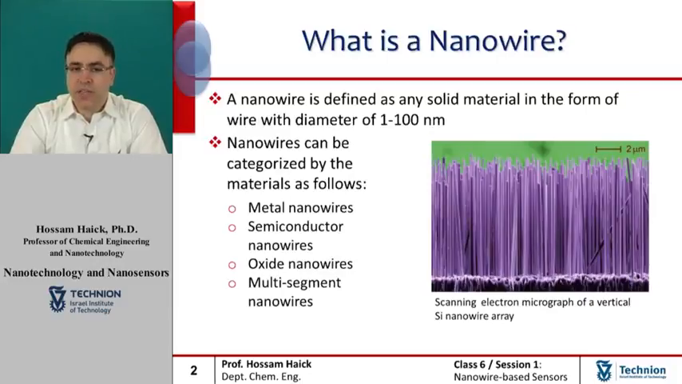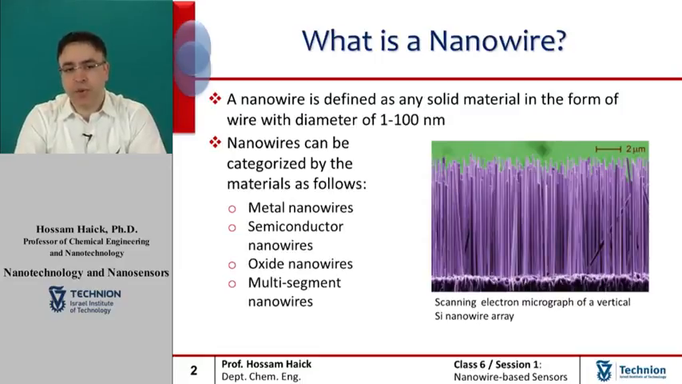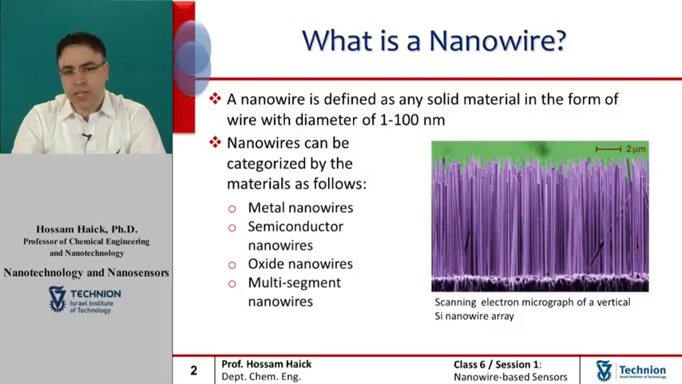A nanowire is defined as any solid material in the form of wire with a diameter of 1 to 100 nanometers. An important property of the nanowire is the aspect ratio, namely, the length divided by the diameter. Typical nanowires exhibit aspect ratios, or in other words, length to width ratio of 1000 or more, which actually means that the length of the nanowire is 1000 times larger than its diameter. At these scales, quantum mechanical effects are quite important.